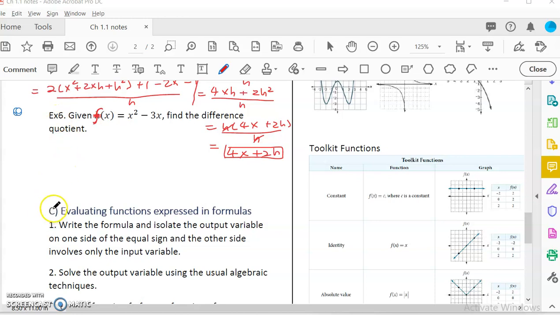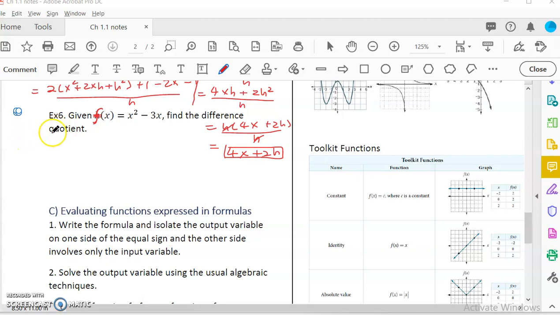We will be going over how to evaluate a function expressed in a formula, like application of it, and also go through one-to-one functions and toolkit functions. But there is an example that I did not cover when we did function notation, and this is to find the difference quotient of a quadratic function, x squared minus 3x. So I want to finish this example first before we go over the other topics.